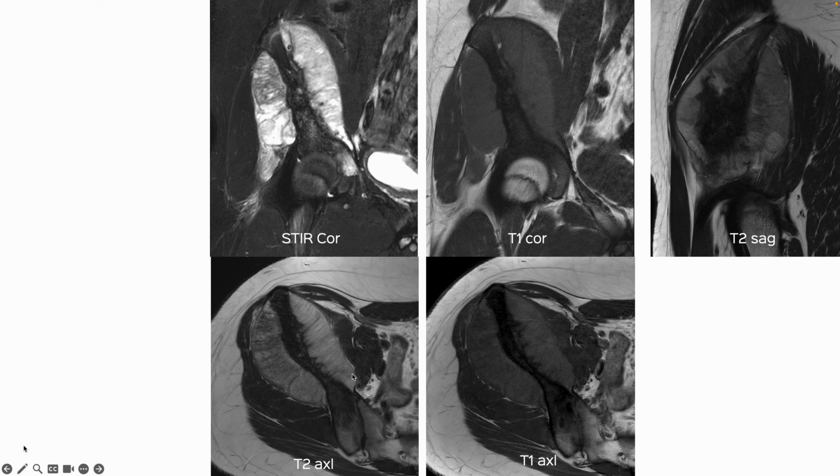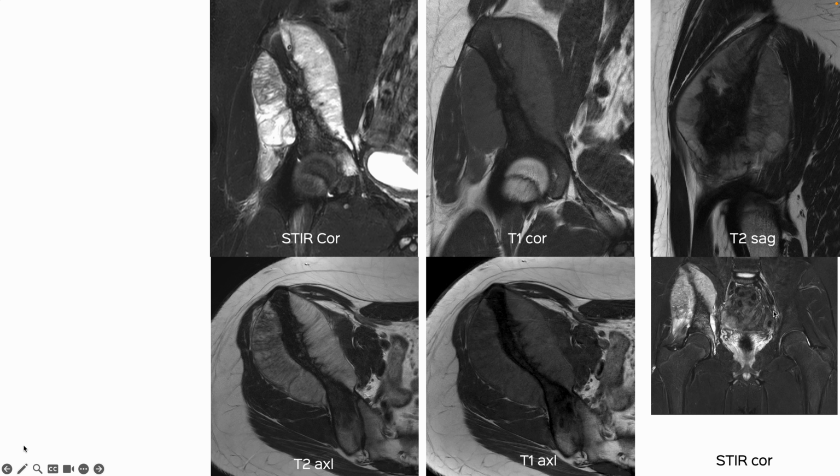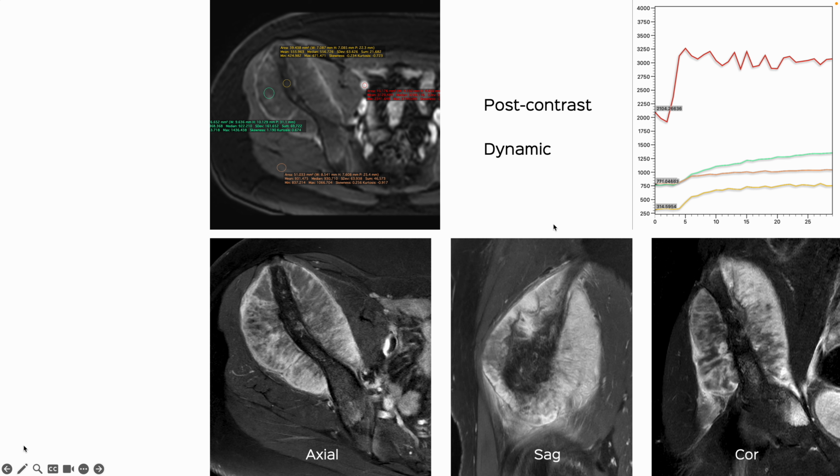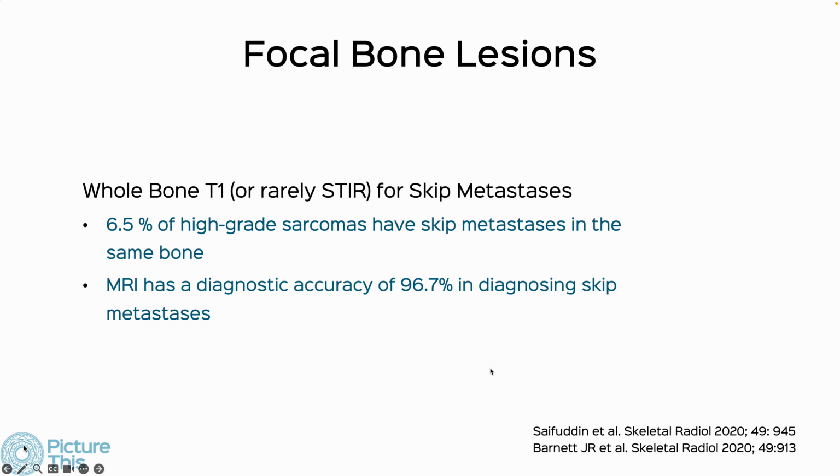T1 and T2 axials are a must, and then you do a STIR coronal for both the hips if it's a pelvis, but in other instances we might just do a whole limb. We will give contrast. When we give contrast, we must do a dynamic study and then process these, and then we do a post contrast in all three planes.